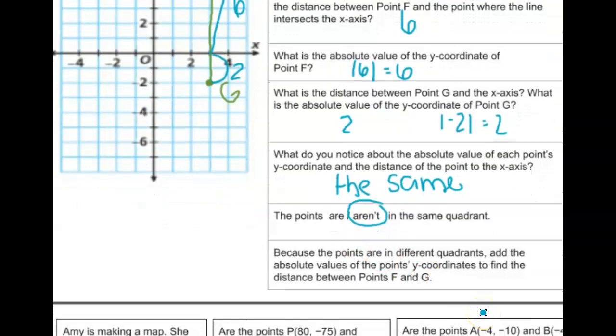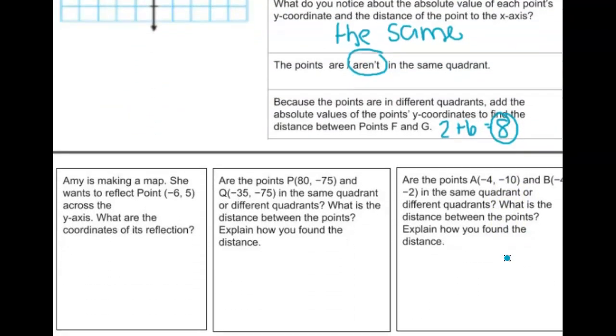Because the points are in different quadrants, you need to add the absolute values of the points' y-coordinates to find the distance. So I'm going to take 2 plus 6. So the distance is 8. And remember, that was a lot of steps, but in actuality, we're going to go a lot quicker than this.